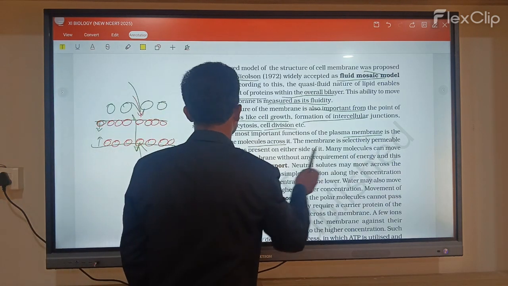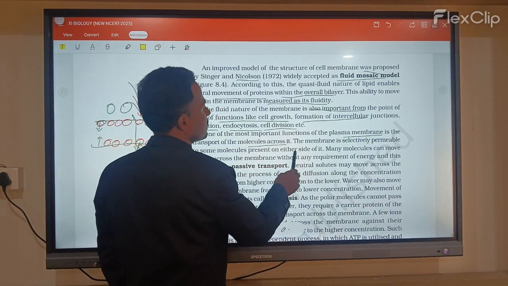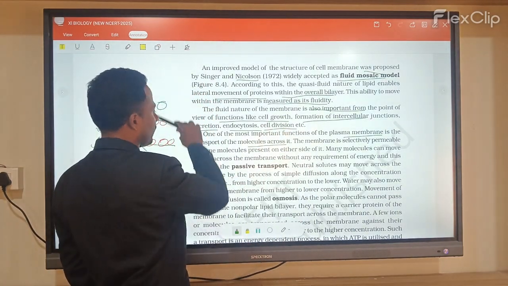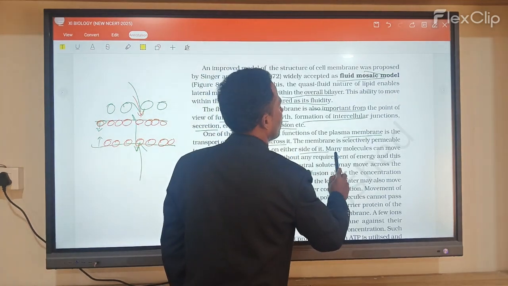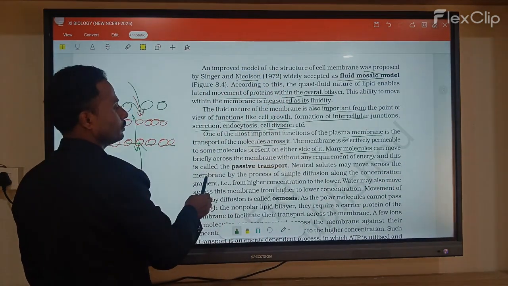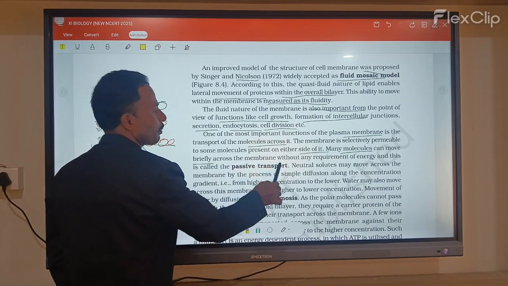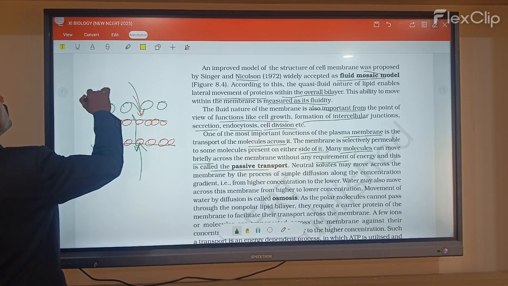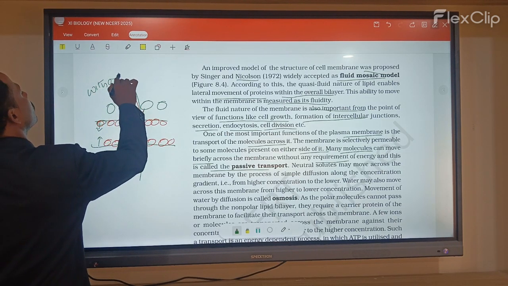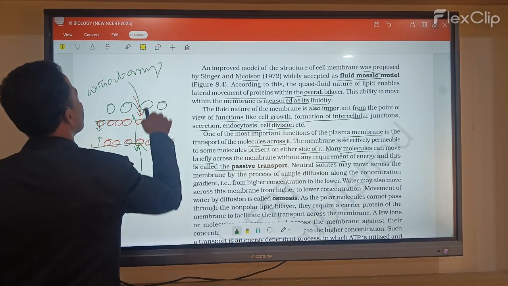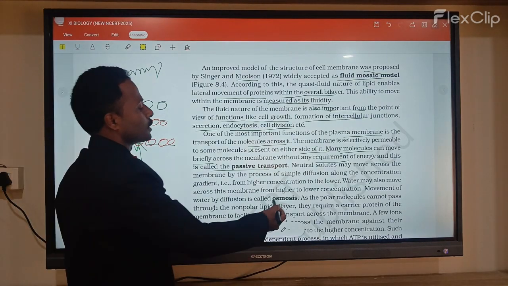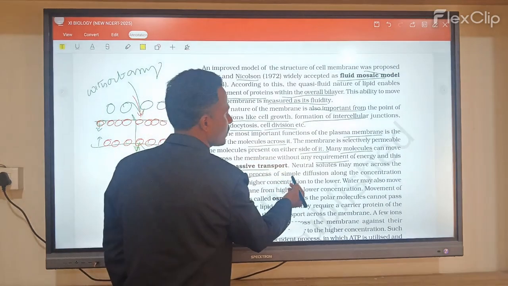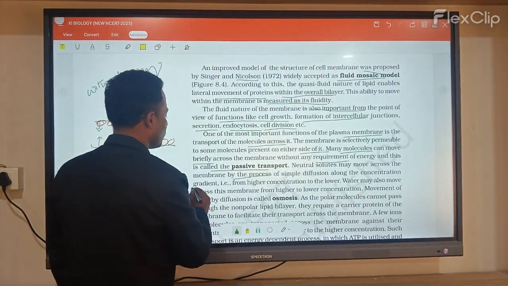Now the membrane is selectively permeable. Some molecules are present on either side of it, so molecules move from one side of it. Many molecules can move freely across the membrane without requiring any energy. This is called passive transport. So when molecules move without any energy, that is called what? Passive transport. Naturally the solutes may move across the membrane by the process of simple diffusion along the concentration gradient.